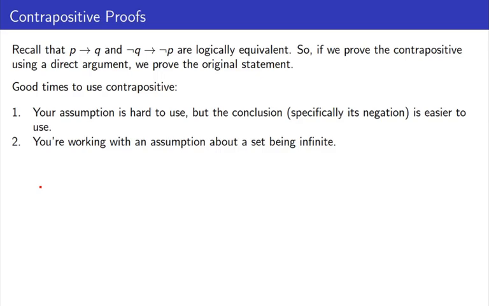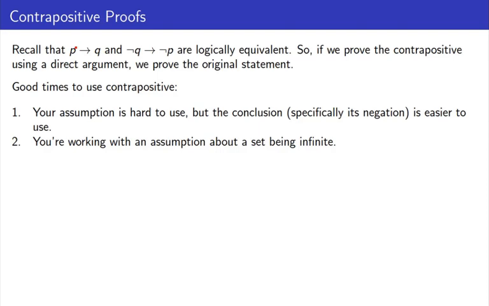In this lesson, we'll be talking about contrapositive proofs. Recall that a statement, P implies Q, and its contrapositive, negation of Q implies negation of P, are logically equivalent, simply meaning that if one is true, the other is true. If one is false, the other is false. With that said, if we prove the contrapositive of a statement is true, then we have proven the original statement is true.